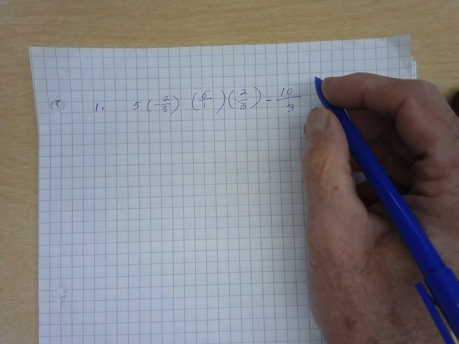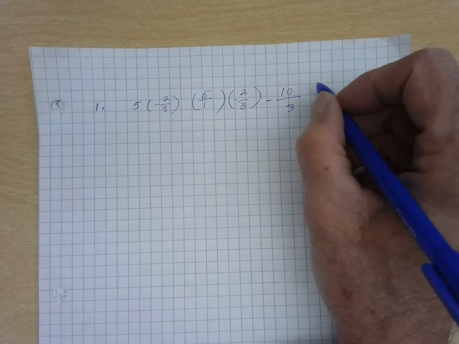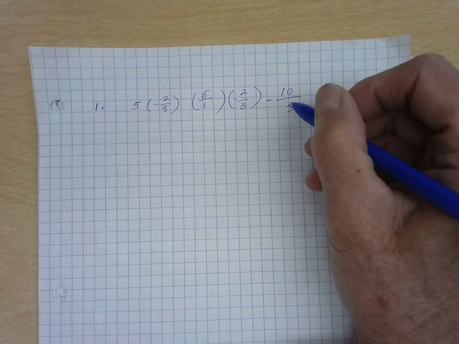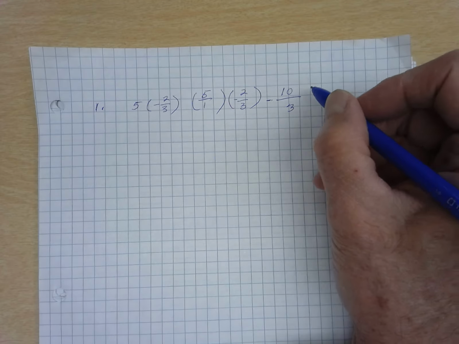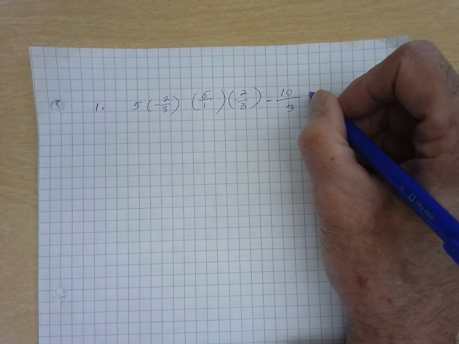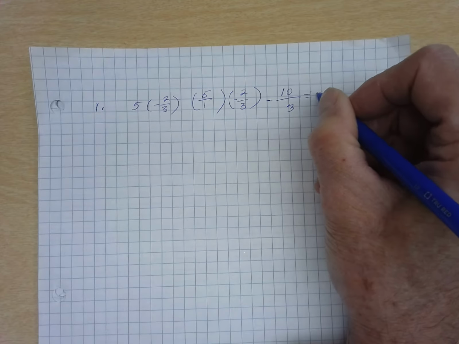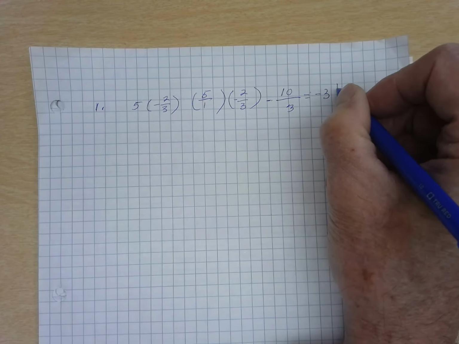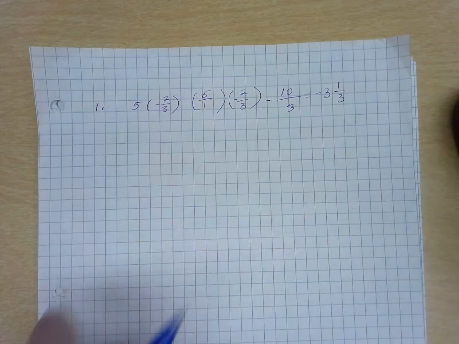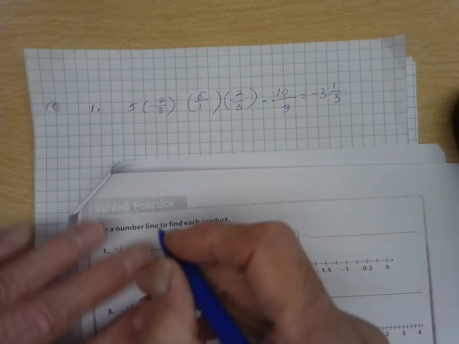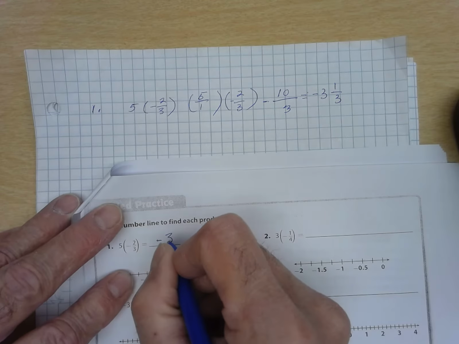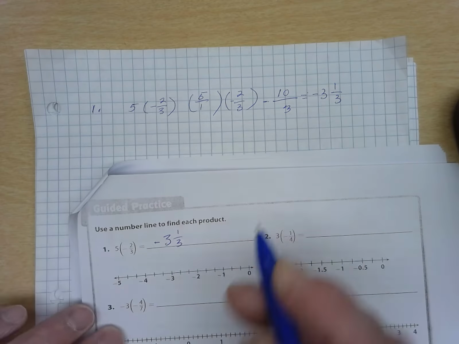Negative 10 over 3. So I need to simplify this. This is an improper fraction, so I'm going to transform it into a mixed number. Equals negative 3 and 1/3. I'll write that down on the paper. Negative 3 and 1 over 3.